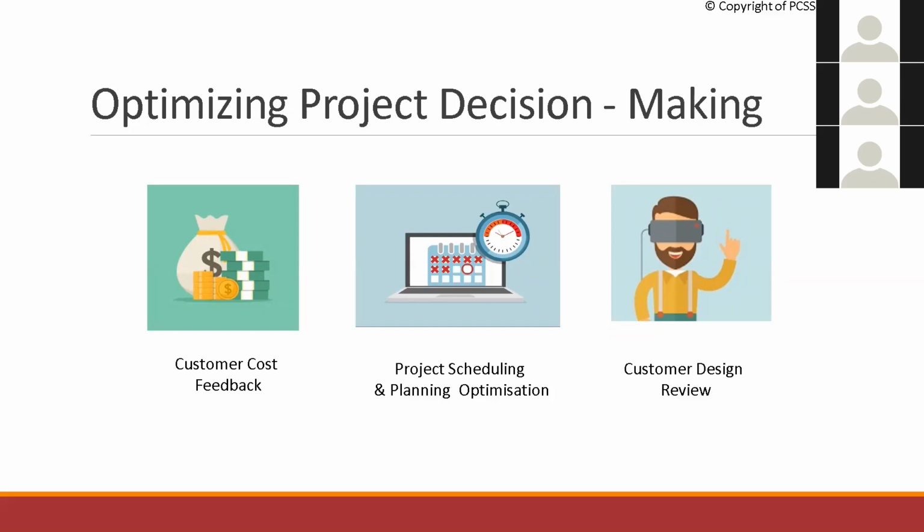Even when the planner has come up with the schedule, they are unsure whether the schedule they have produced is what the project managers and others have in mind. So that's about project scheduling. Then for customer design and review, with this kind of traditional planning, the customer doesn't have a chance to look at their design. So they can't review the design.